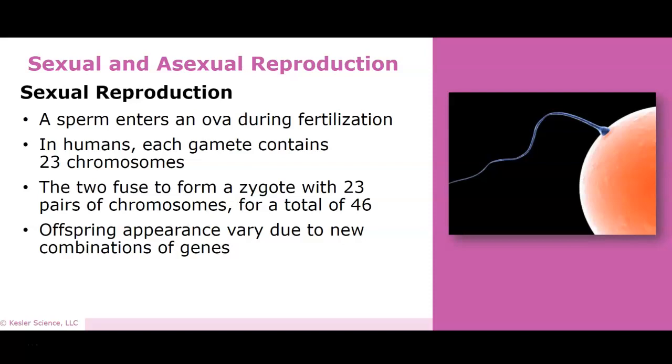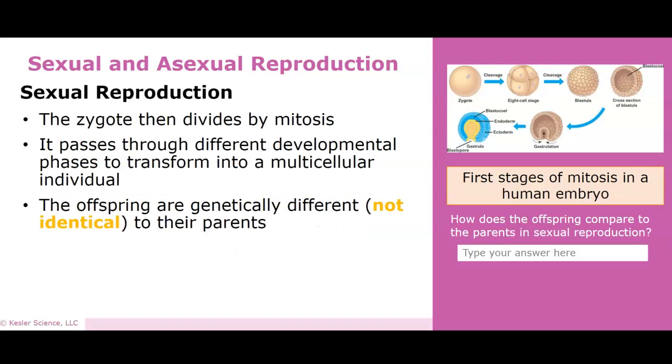During sexual reproduction, a sperm enters an ovum, an egg, during fertilization. In humans, each gamete has 23 chromosomes. They fuse together and make a zygote, which has 23 pairs of chromosomes, 46 total chromosomes. The appearance of the offspring will vary due to the new combination of genes. The zygote then begins to divide by mitosis and goes through different developmental phases to become a multicellular individual, and the offspring are genetically different from their parents.